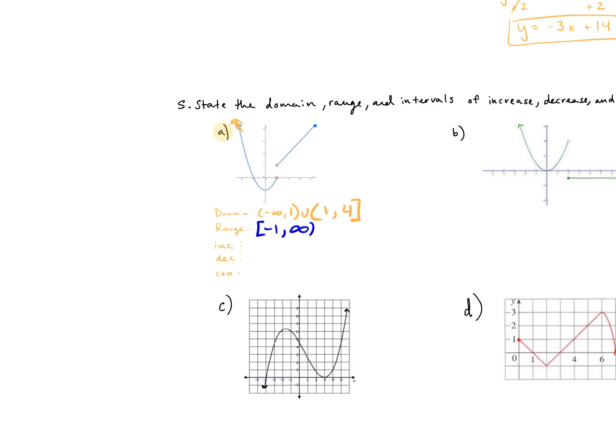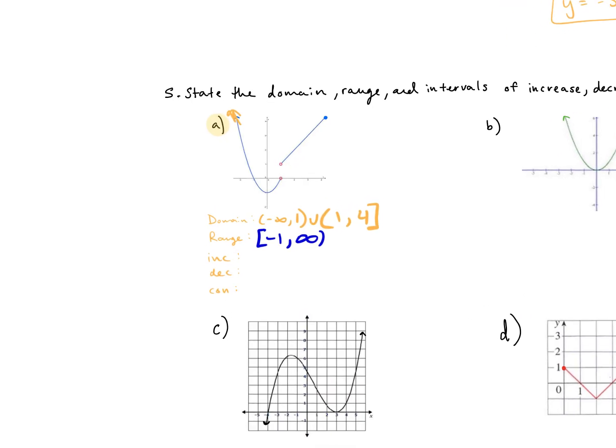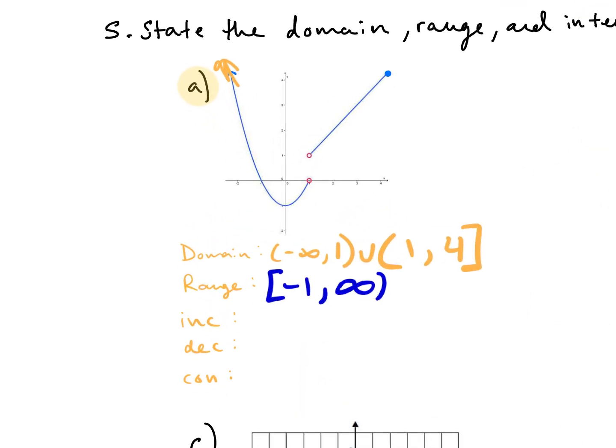We okay with that too? Does that make sense? Any questions there? All right, let's find our increasing, decreasing, and constant. So just like you read going from left to right, we read our graph going from left to right.